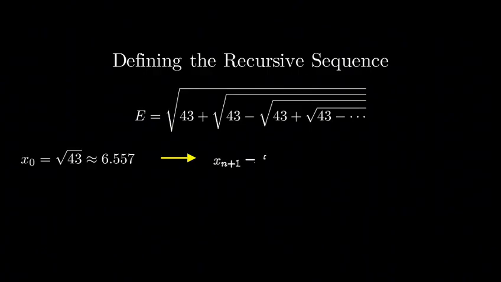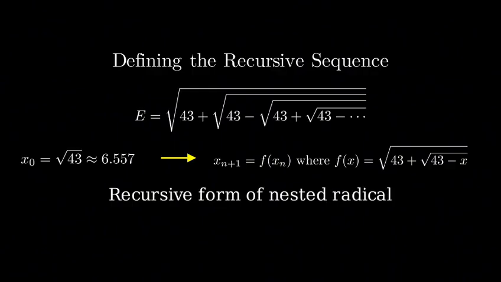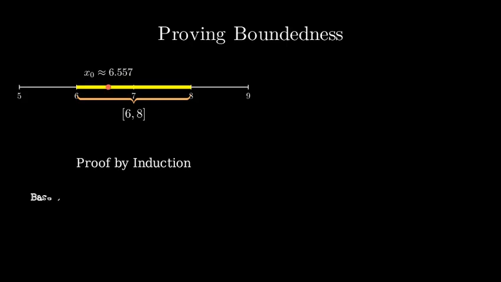So if we call our function f of x, it equals the square root of 43 plus the square root of 43 minus x. This elegantly captures the pattern of our nested radical. Before we find the exact value, we need to establish that our sequence won't shoot off to infinity. Let's prove that all terms stay within a reasonable range, specifically between 6 and 8. Starting with our initial value, the square root of 43 is approximately 6.557, which is indeed between 6 and 8.